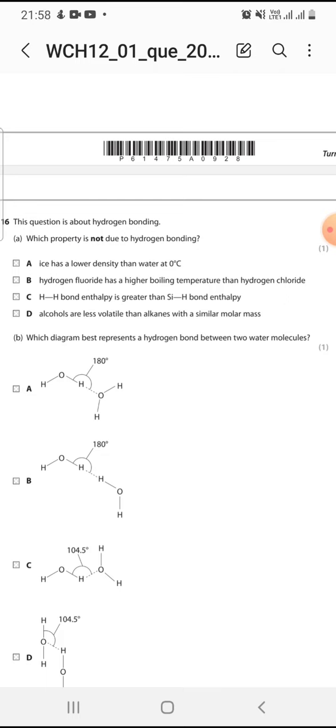Option C, the Si-H bond enthalpy is greater than the C-H bond enthalpy. That is not related to hydrogen bonding, and that would be the answer. Alcohols are less volatile than alkanes. Yes, alcohols are less volatile because they have hydrogen bonding, so the answer will be C. So easy.